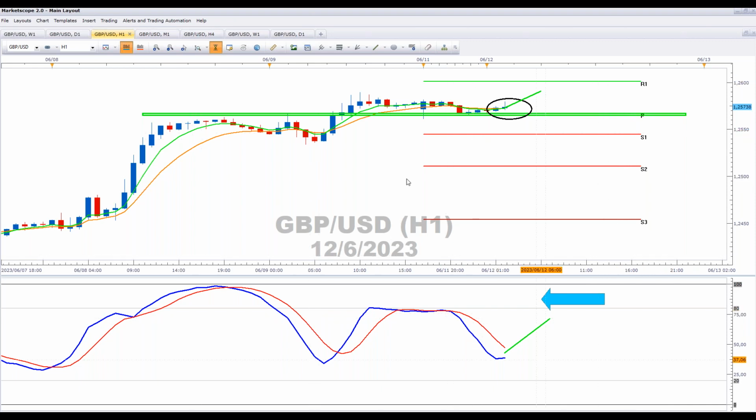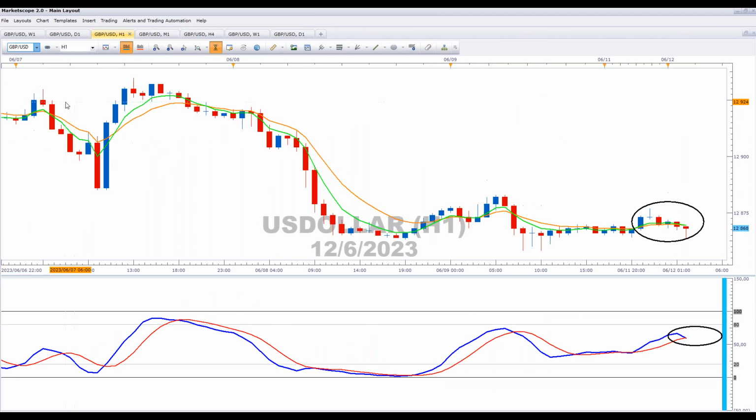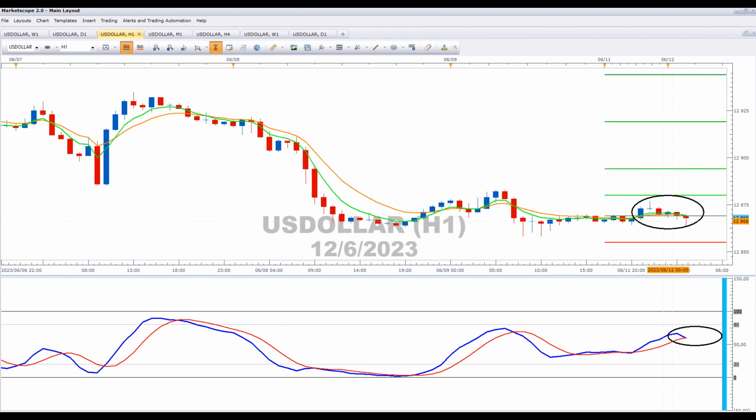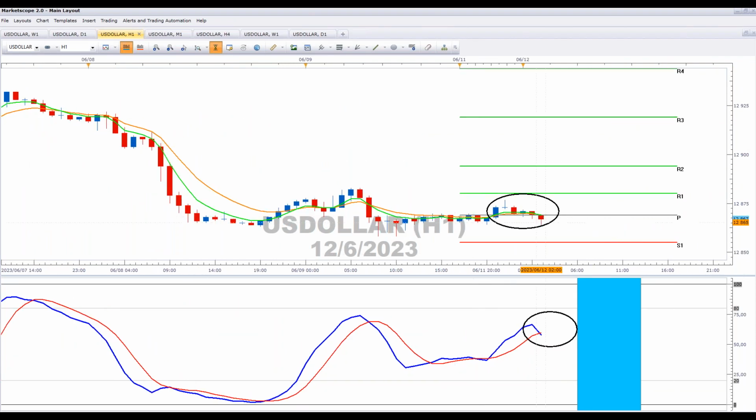Again, I would do a dual analysis here, because the US dollar is the counter currency. I'd go through to US dollar, and I would want to see the US dollar showing some sort of weakness to the downside. So we potentially got the triggers here, but we don't quite have them yet, right?